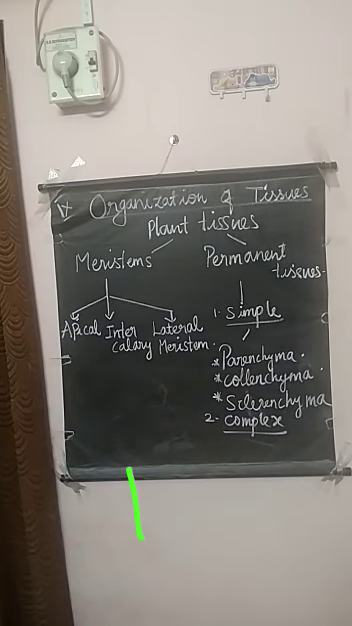The third one is lateral meristem. These are arranged parallel, and they cause the thickness of the plant part.